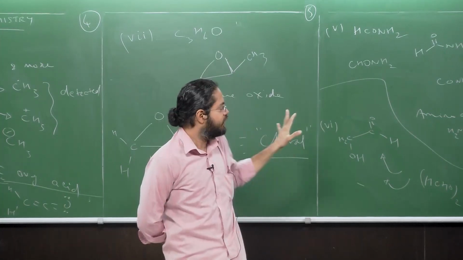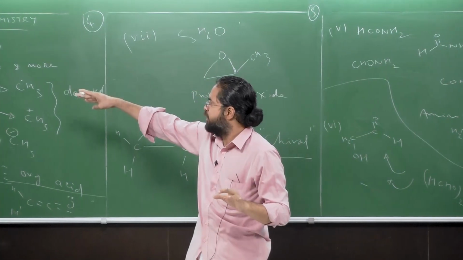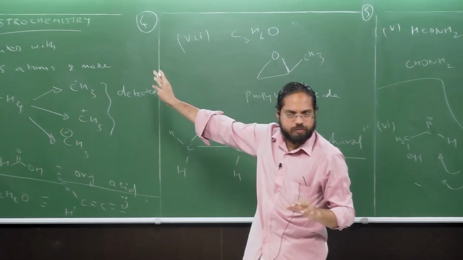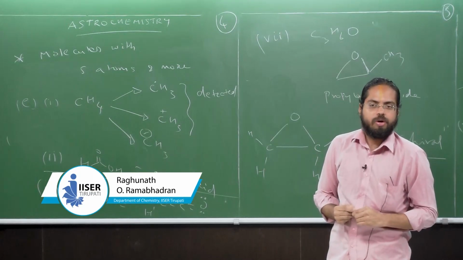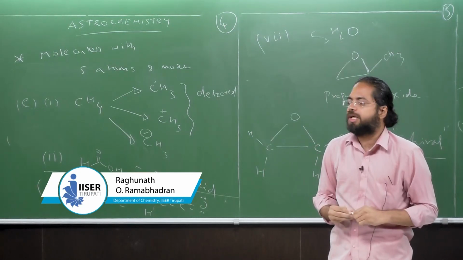So to summarize, in this class, we looked at molecules containing 5 atoms and more, and what new chemistry they can lead us to with respect to molecular evolution in the ISM.